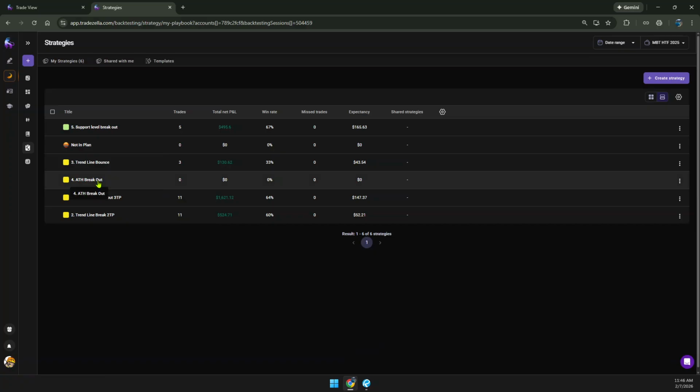And then I'm going to show you the support level breakout, because the all-time high breakout is pretty much the same thing, only at an all-time high, which is basically a very, very strong support level.